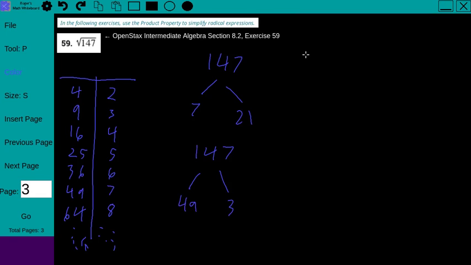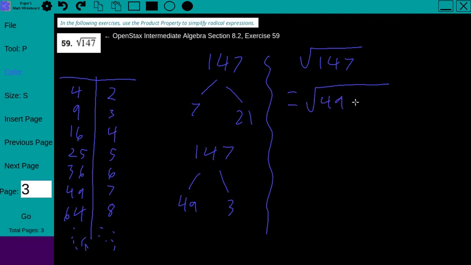So let me rewrite the original problem. So square root of 147. I'm going to write a little line here because that was our work to get to this point. So that's going to become the square root of 49 times 3. So you can see that I'm breaking it up as the perfect square times the bit that isn't the perfect square. These two would multiply back together to get 147, but we're breaking it up this way because this is a perfect square.